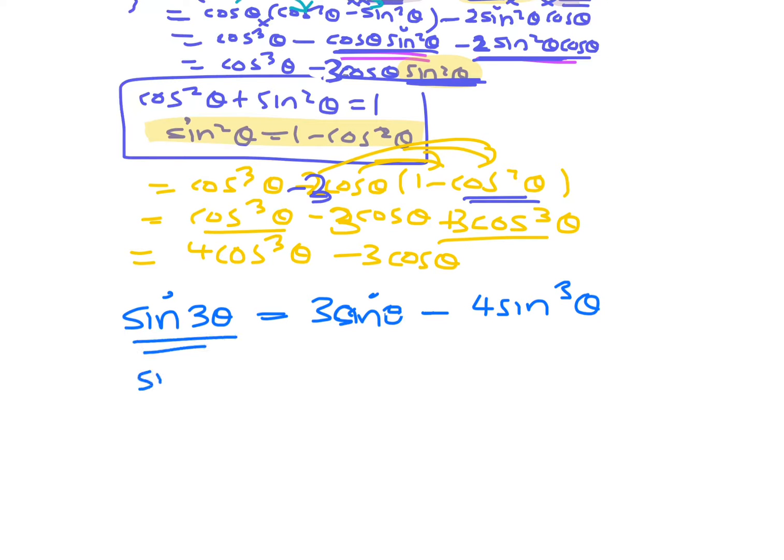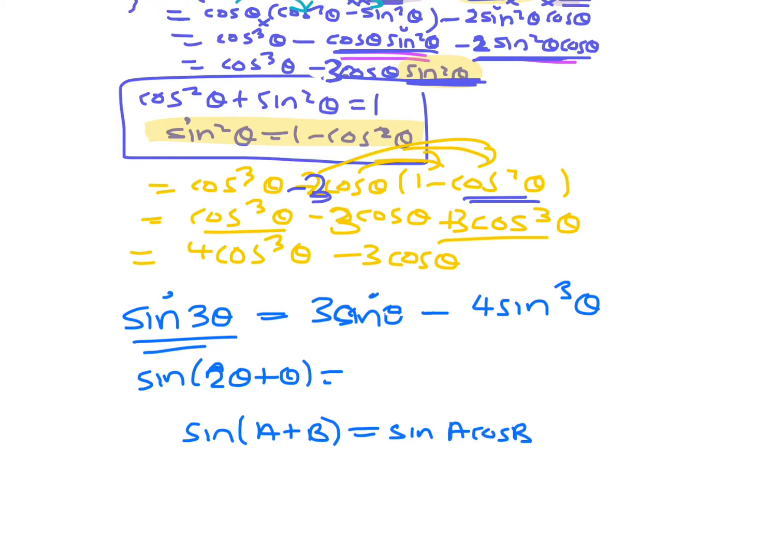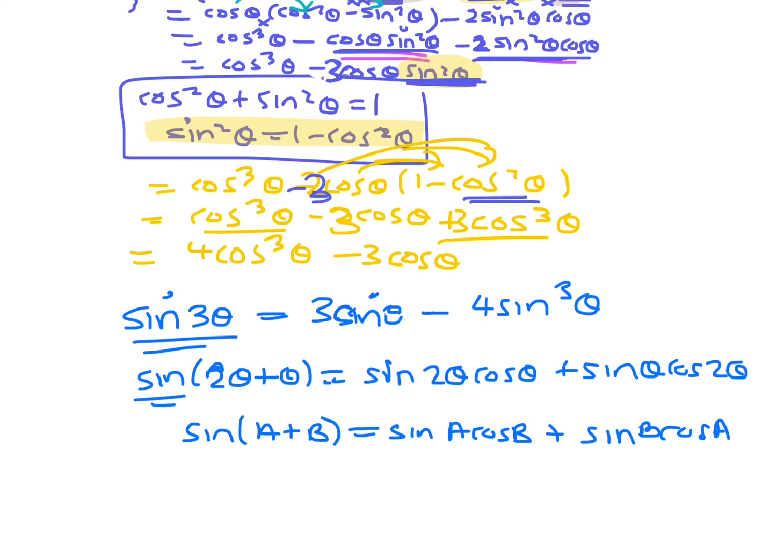Okay, now for the sine one. So it's sine of 2 theta plus theta. Use the sine rule to expand that. So sine A plus B is sine A cos B plus sine B cos A. So this is going to be sine 2 theta cos theta plus sine theta cos 2 theta. Because remember, sine is SC, SC for school, so it's sine cos.